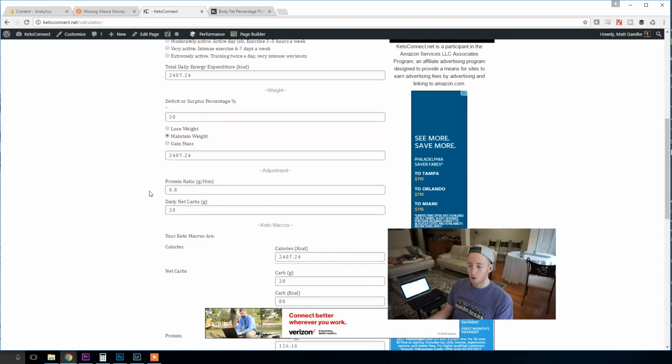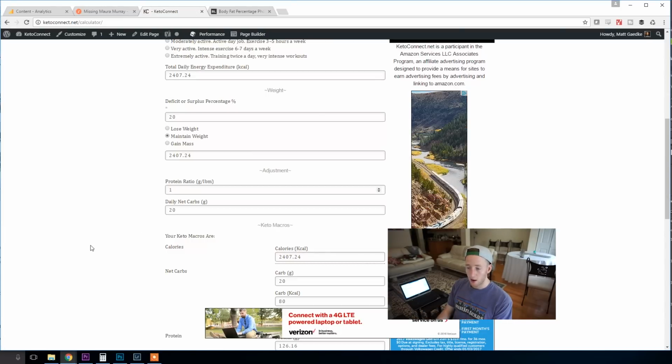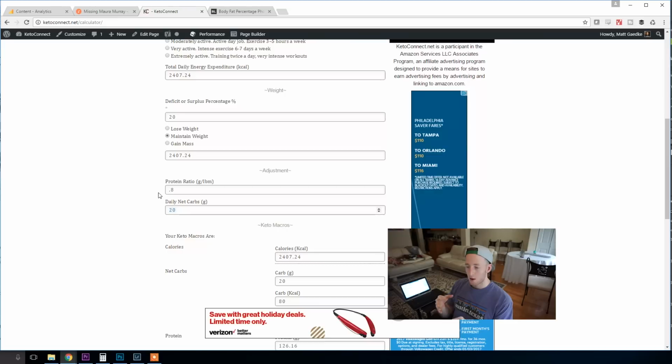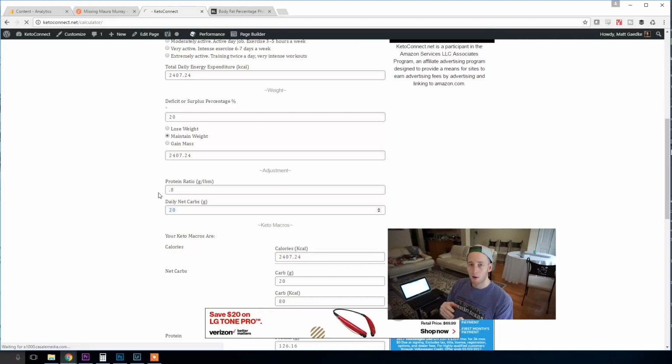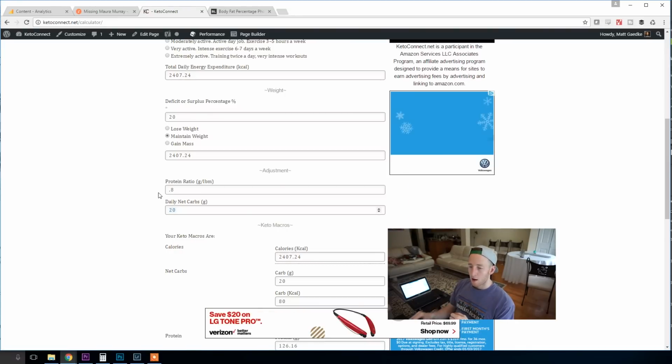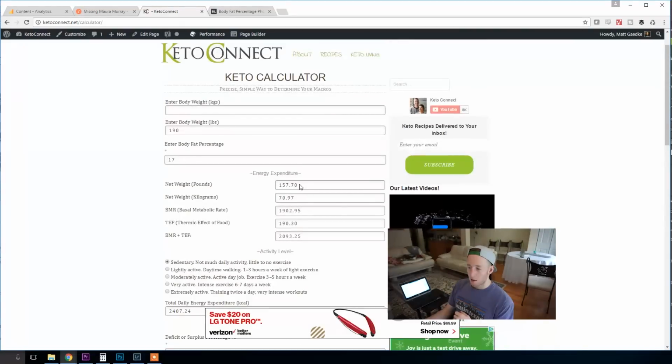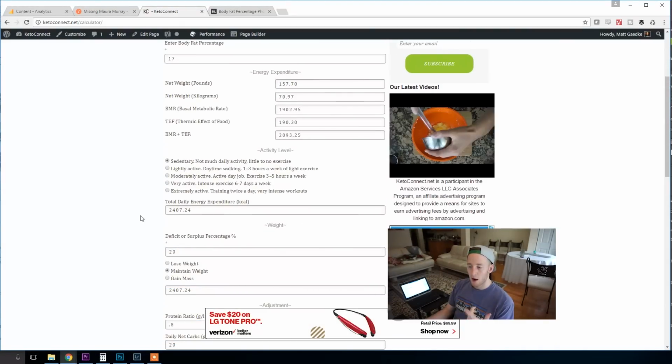And this step is your protein adjustment. Your protein and carbs, you can adjust this if you don't want to just do the standard thing. So like if you work out a lot, you might want to go higher. You might want to go 1 gram per pound of lean body mass. You might even want to go higher than that. But I think 0.8 is a very healthy amount. So that's 0.8 grams per pound of lean body mass. So for example, my lean body mass is 157, so I'll be eating 0.8 grams for every pound.